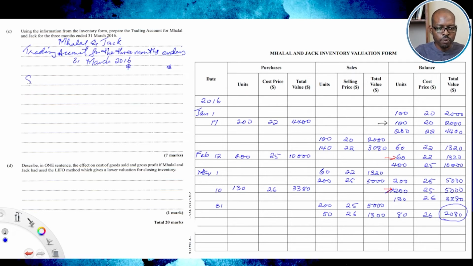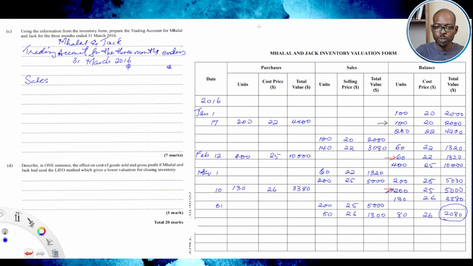The first figure that we have to look at is sales. What is our sales figure? Now, this will require some calculations. You remember that when we looked at the question, it gave you not only sales quantities, but also the selling price. Selling price was not relevant to the inventory valuation form, but it is relevant at this point in time because it helps us to calculate our sales value.